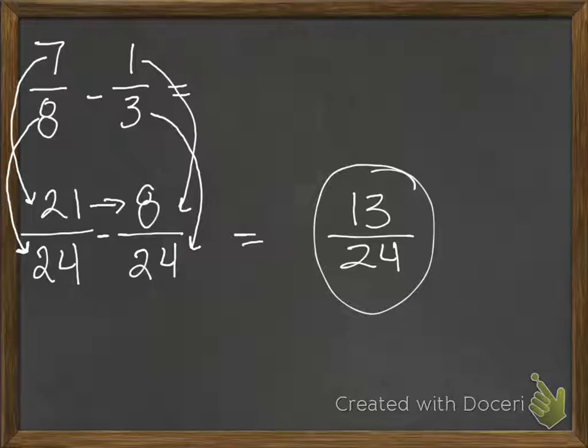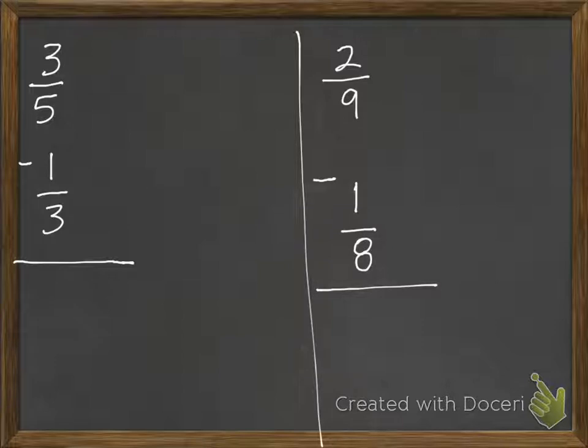All right, I want you to try 2 on your own. I would like you to try 3/5 minus 1/3. Remember, you have to use those 3 steps: find the common denominator, change the numerator, then subtract straight across. Make sure you don't keep messing up like I am, and make sure you are subtracting. And then I would like you to do 2/9 minus 1/8. This will be the first quiz question. This will be the second quiz question. Please plug in your answers once you are done solving these.